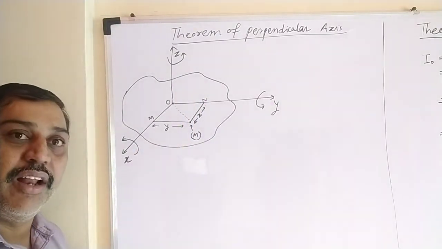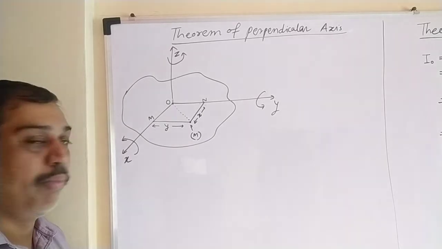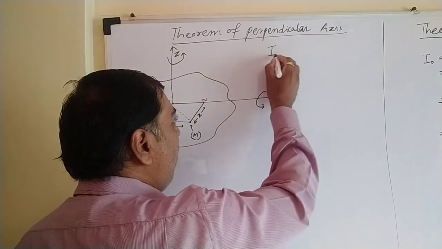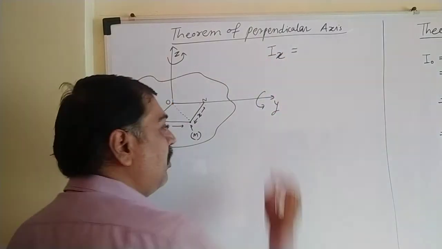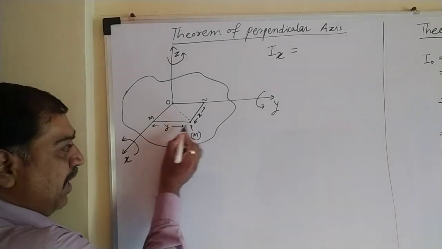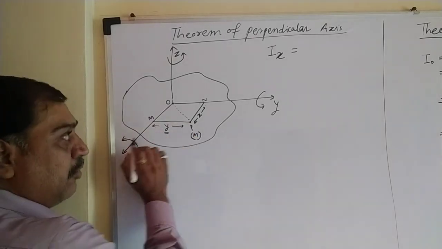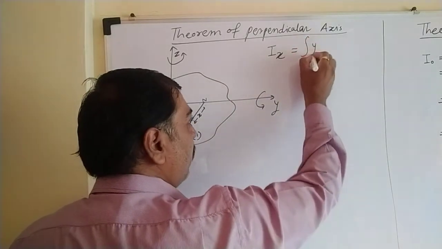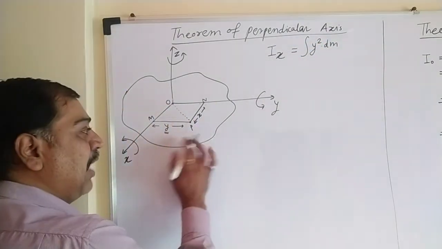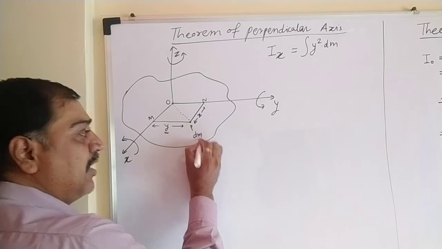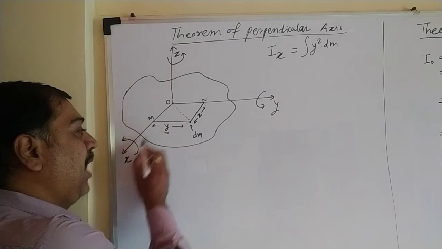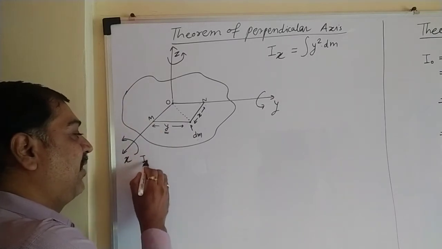Now here we have to find some more derivation. So let's start. Moment of inertia about the x axis is equal to what? From point P the distance is y. So it is equal to the integration of y square into mass, suppose we have taken a mass element dm. So y square dm is the moment of inertia about the x axis.